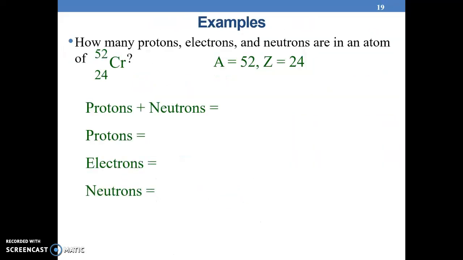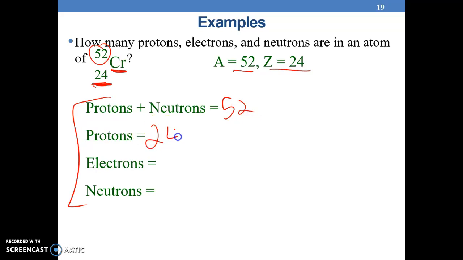Okay, so let's do this example together. This is chromium, which is element number 24 on the periodic table. I gave you the A, the mass number, and I gave you the Z, and I want you to find protons, neutrons, and electrons. This would be a perfect short answer problem for the exam. So protons plus neutrons, that was the mass number, which is already given in the upper left, 52. Protons equals 24, that's the atomic number, which is the same thing as the number of electrons.